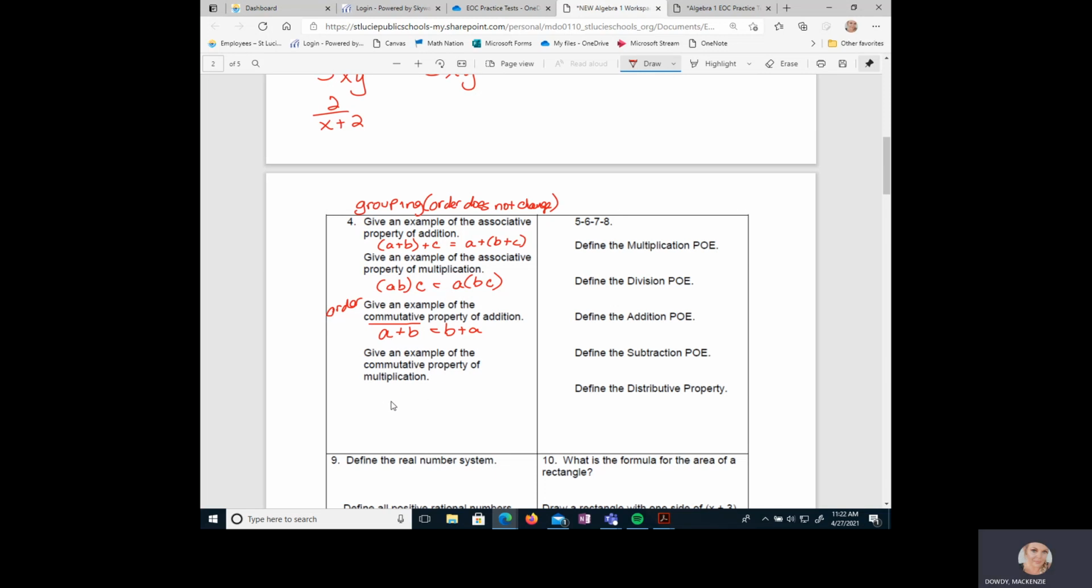And an example of the commutative property of multiplication, same thing. A times B is the same thing as B times A.